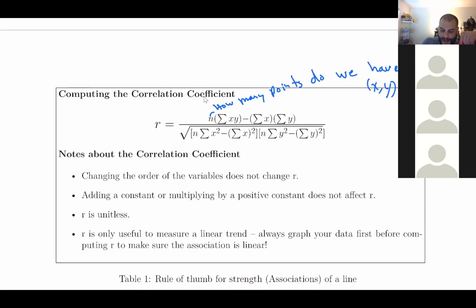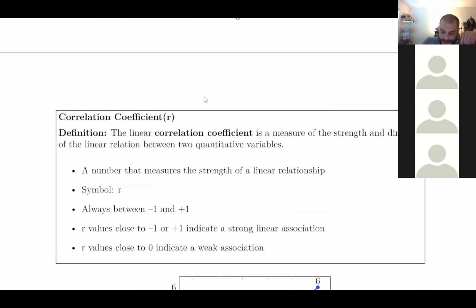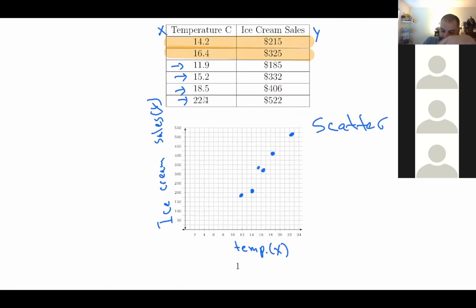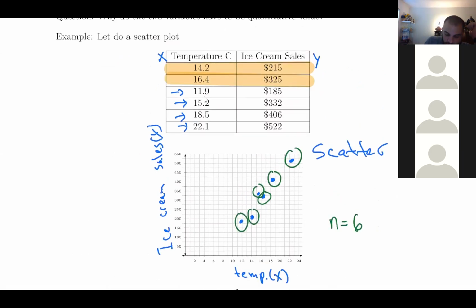Say I go back to the very original scatter plot I did. Let's do a different color, let's do green. It has 1, 2, 3, 4, 5, 6. In this case, n will equal 6 because I have 6 points. That's where n equal to 6 comes from.